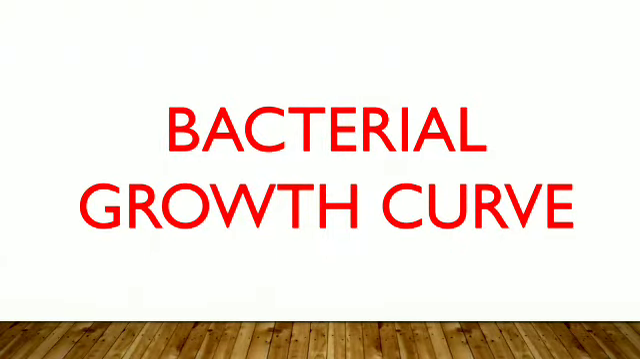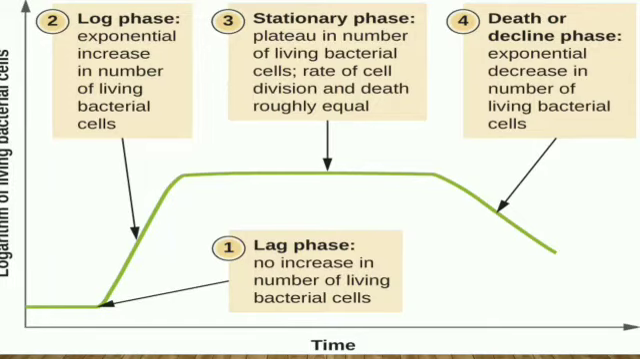Now we are going to see bacterial growth curve. What is this bacterial growth curve? There are generally 4 phases of bacterial growth. Now let me tell you that we are not observing bacteria as a single unit. We are observing the population of bacteria. And when you observe the growth of the population of bacteria, you generally observe 4 phases in the bacterial growth curve.